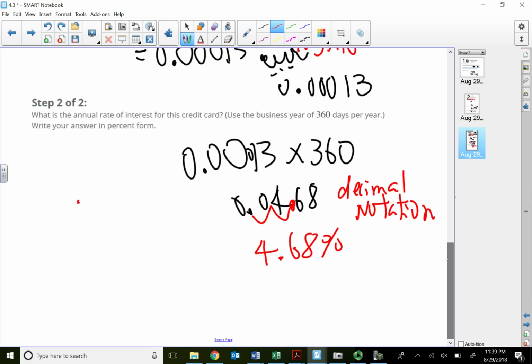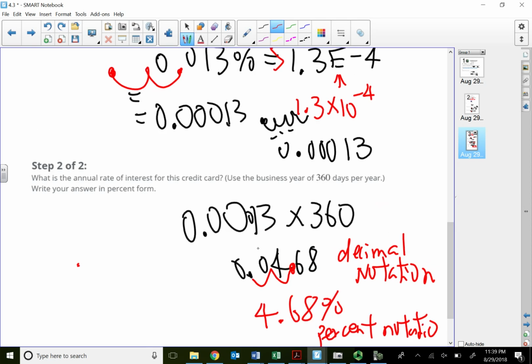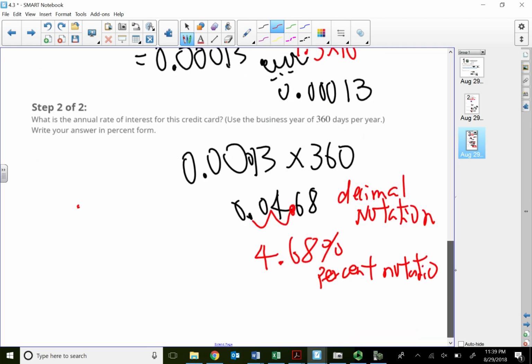Does this 4.68 count as a decimal notation, or does it count as a percent notation? The answer is percent notation. Why is 4.68% a percent notation? Because you have a percent sign on it. That's exactly the reason why. The 0.00013 was not a percent notation; to make it a percent, we move the decimal to the right or multiply by 100.